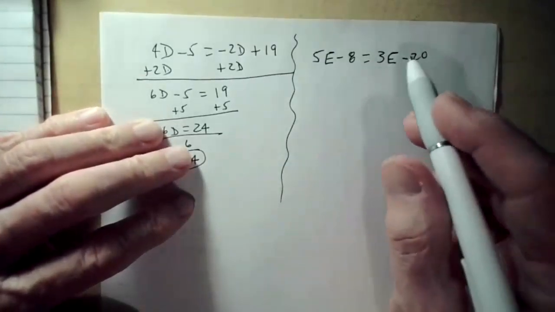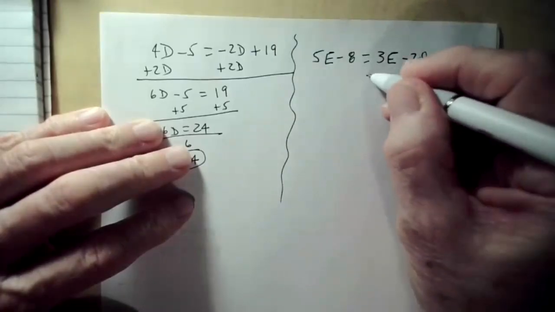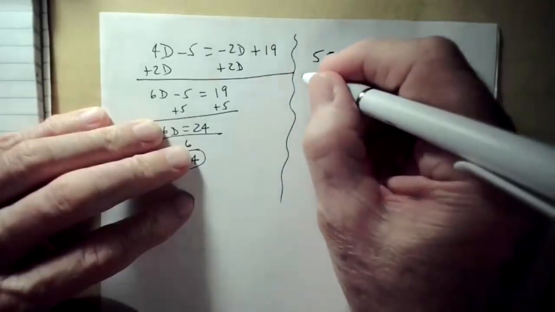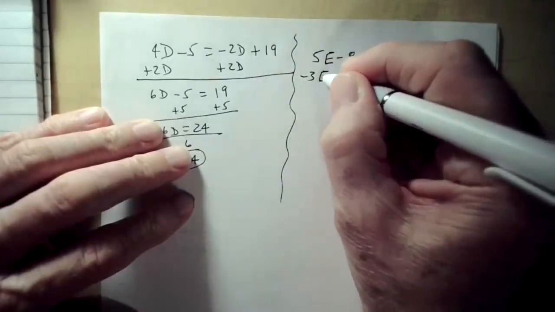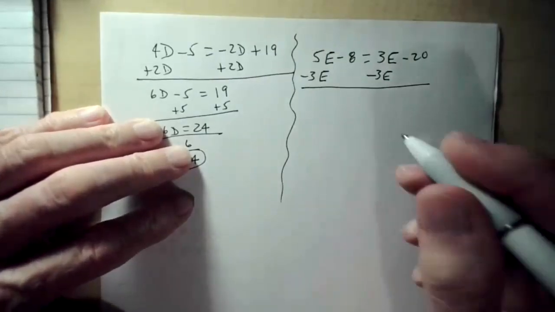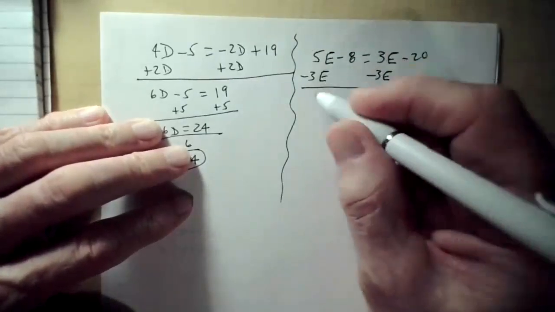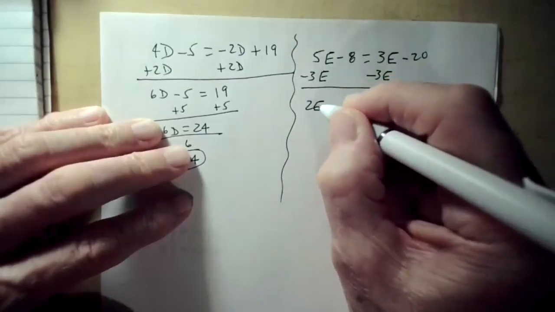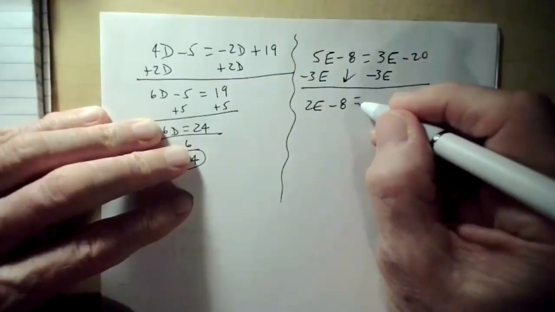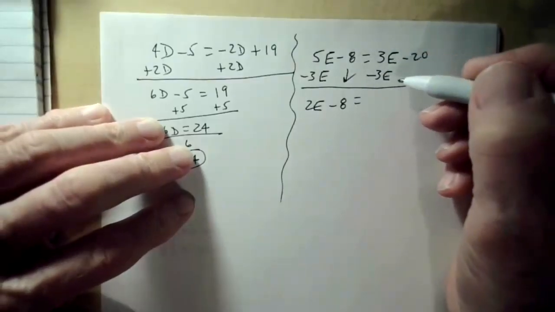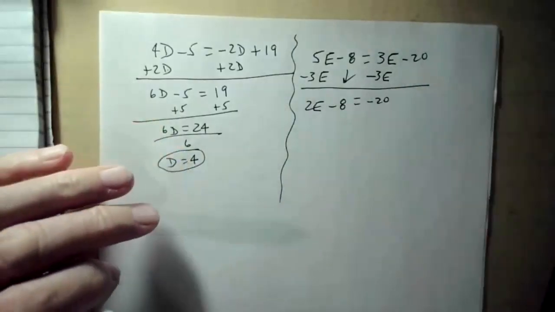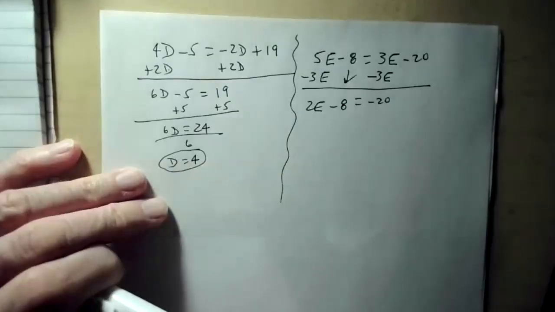Okay, again, the first thing we want to do is move the variables and move the smallest one over to the biggest one. So we subtract 3e. Any number minus itself is 0. Whatever you do to one side, you have to do to the other. Y'all sick of hearing me say that? Okay, 5e minus 3e is 2e minus 8. Don't forget to bring that down. Equals 3e minus 3e is 0. Equals negative 20.